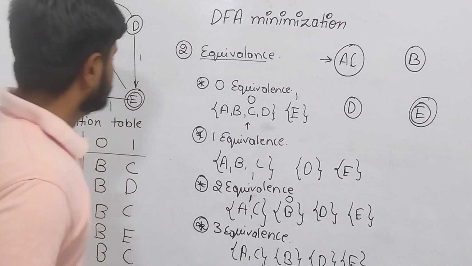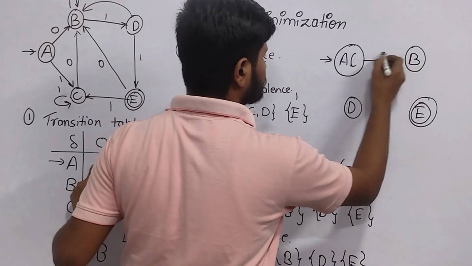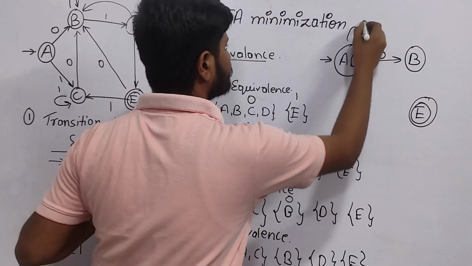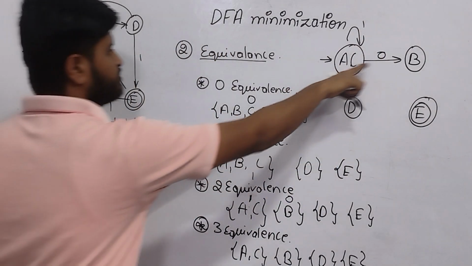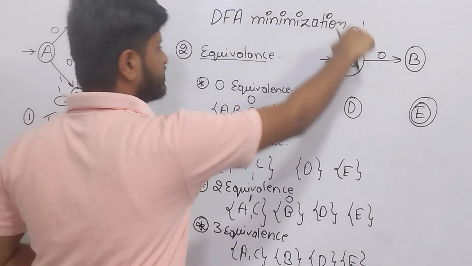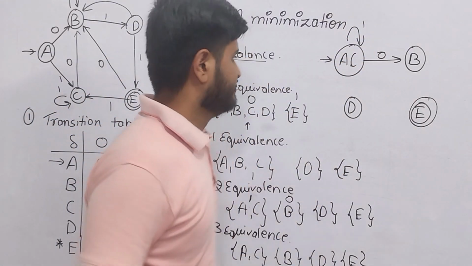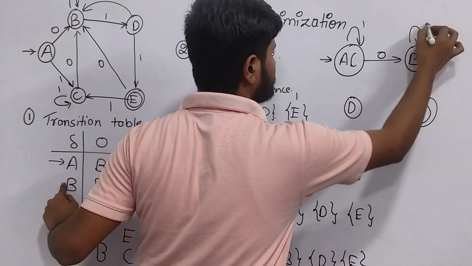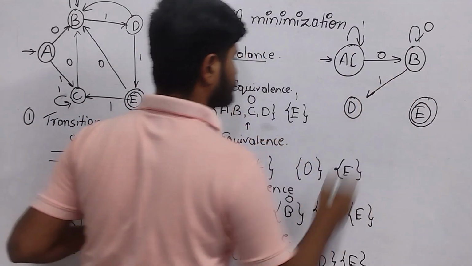Now draw. A for 0 it is moving to B. A for 1 it is moving to C. Next C, if you see, for 0 it is moving to B, and for 1 it is moving to C. So A and C are of the same state, they have combined. Now B, if you see, for 0 it is moving to B, that is self loop. For 1 it is moving to D.